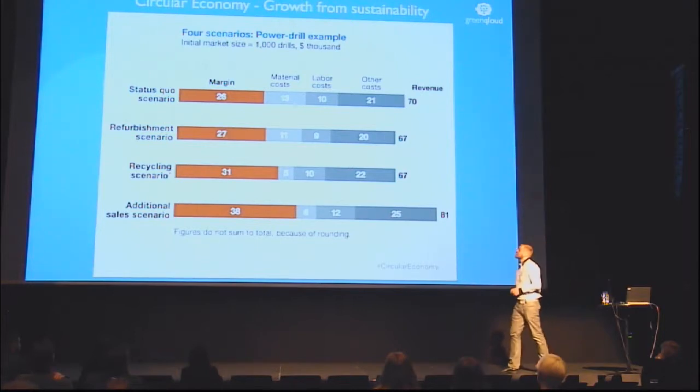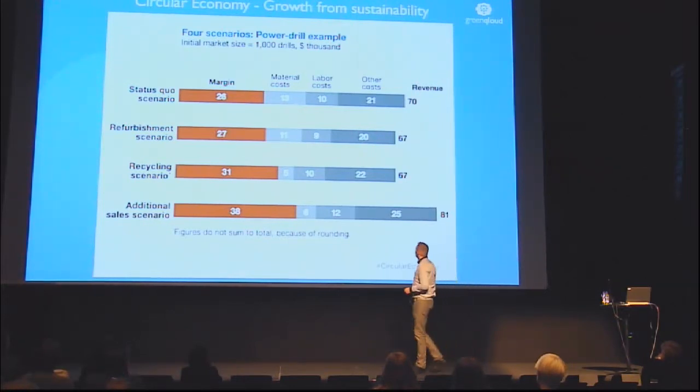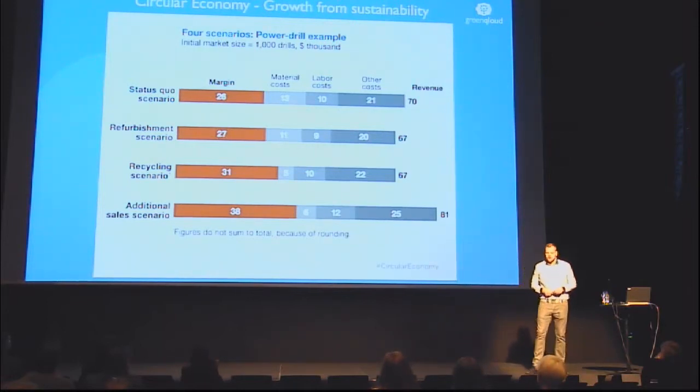And in the first scenario, the status quo scenario, we can see that the chart here goes from the profit margin to the material cost, to the labor cost, and other associated costs like distribution. And the revenue from that, let's just say it's $70,000. The revenue from that is quite constant.